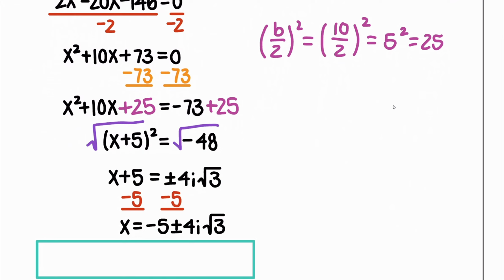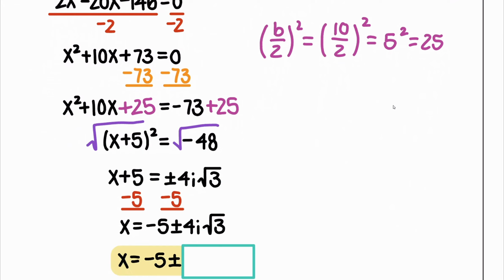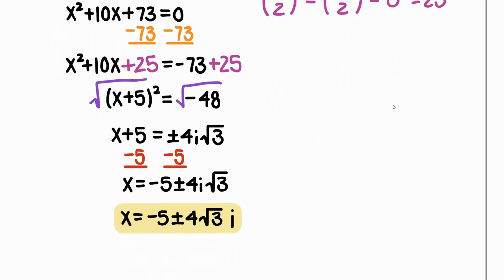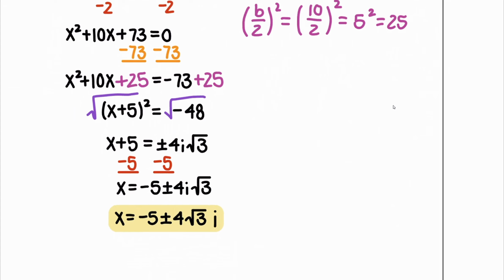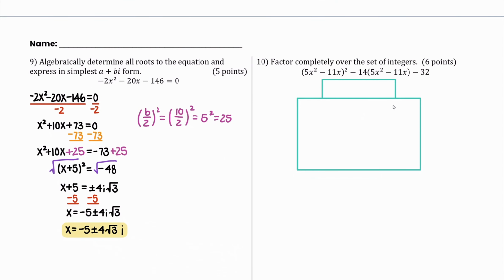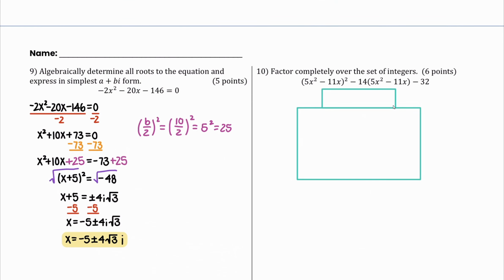But the question asks us to write it in simplest a plus bi form, hence why we have to make sure to put the i at the very end. So we have negative 5 plus minus 4 radical 3 and an i. We have to remember, once again, we cannot put the i underneath the radical. That's not equivalent to just i by itself. And that leaves us with number 9.